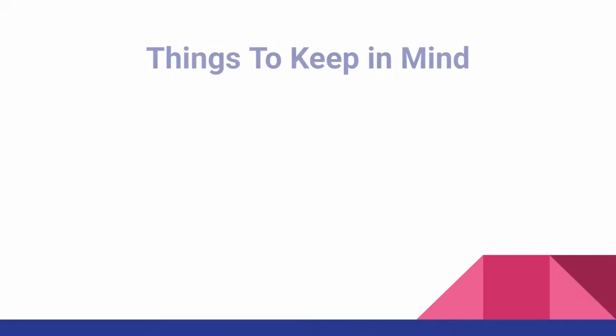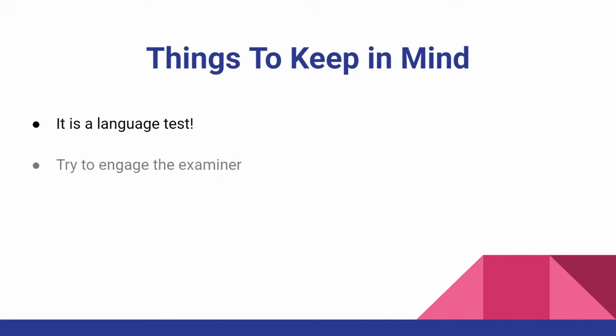Now let's talk about some things to keep in mind. First of all, just keep in mind that it is just a language test. All of these questions are just to check your English language skills. Secondly, you should try to engage the examiner. As I mentioned previously, this topic is very relatable and you can at any point in the conversation ask the examiner a question. So if he asks you about your kids, you can ask him about his kids. If he asks you about your house or your family or your neighborhood, you can ask him the same exact question. Next, don't be hesitant to ask for help. The examiner is there to help you, and if you do get nervous or you get confused or you don't understand a question, you can simply ask him to explain it.